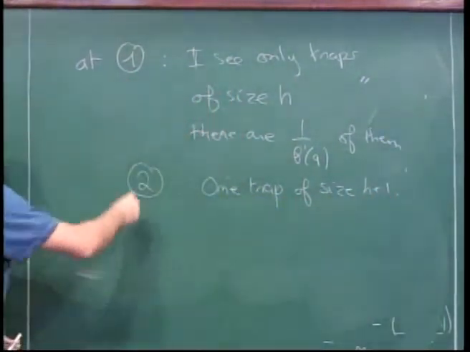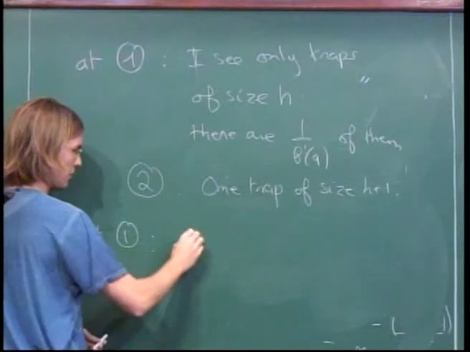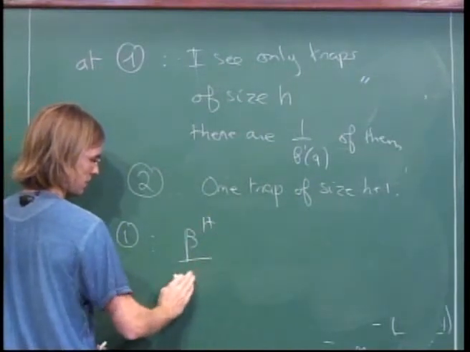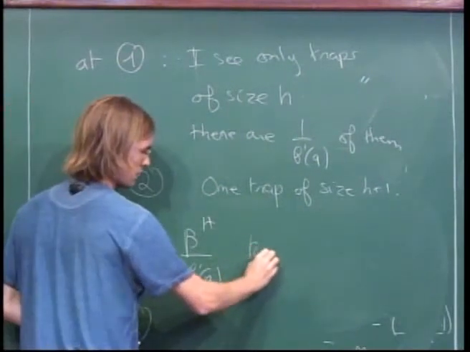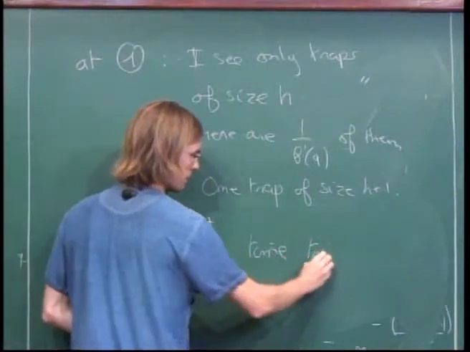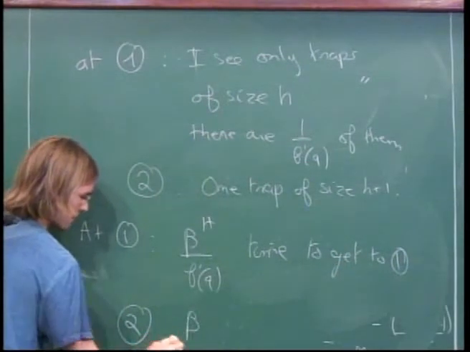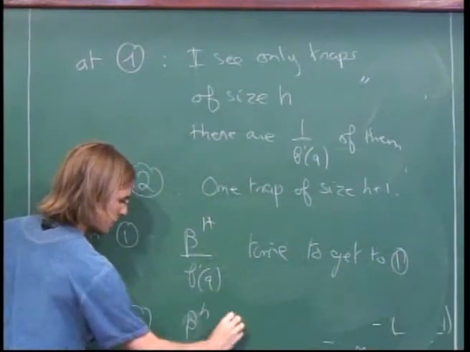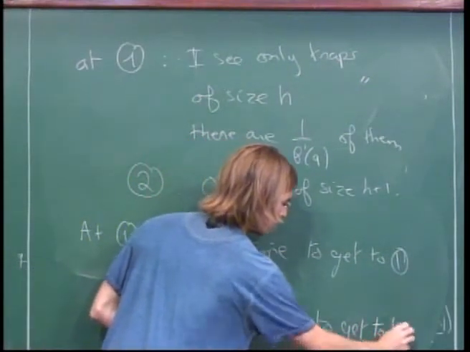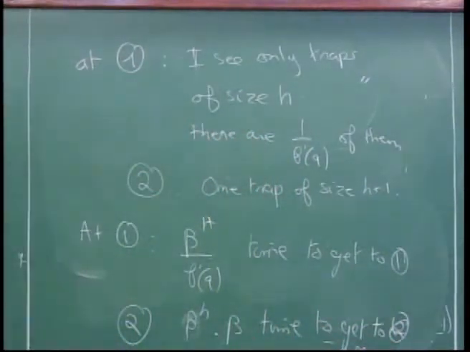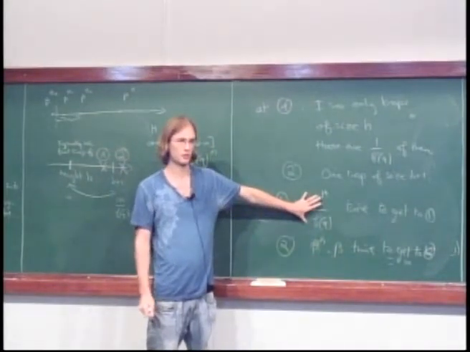So basically, here at 1, the time it takes me to get there is about beta to the h divided by f prime of q. And at time 2, time to get to 1, and then I get beta to the h times beta, time to get to 2. And now if you imagine that beta is a zillion, you see that this quantity here is going to be much, much larger than this one.